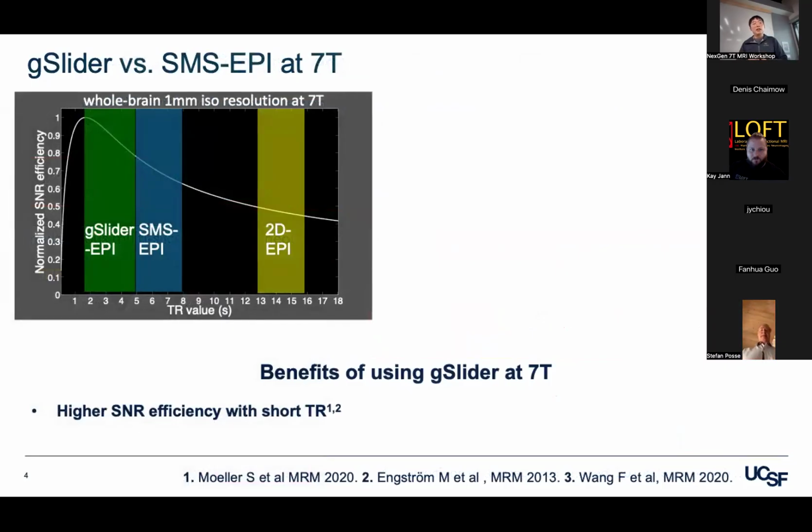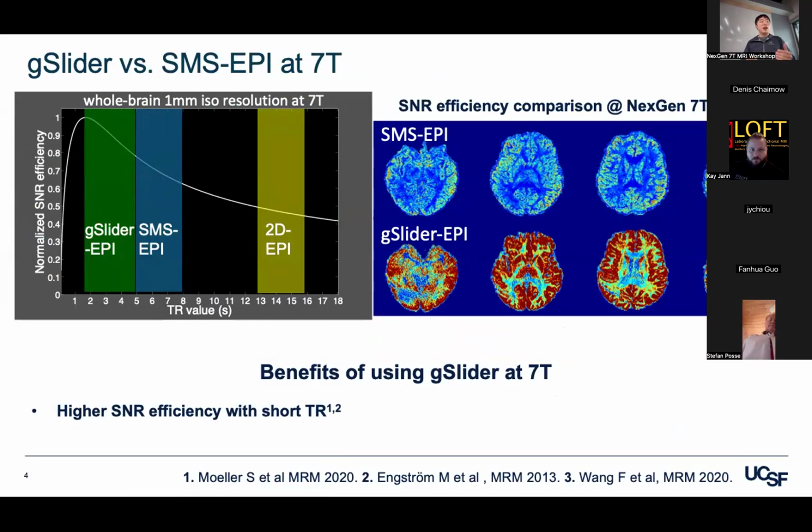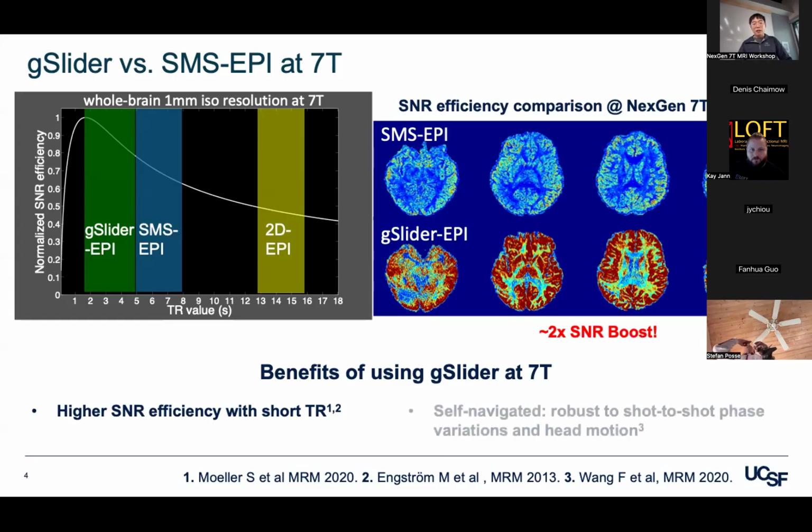These slides highlight the benefit of using gSlider at 7T. The main point is that compared with the conventional SMS EPI, gSlider is much more SNR efficient when using shorter TR. The image on the right clearly shows this, as we see about 2-fold SNR boost. Another nice feature is that gSlider is self-navigated. It's robust to shot-to-shot phase variation and head motions. This feature makes gSlider a very attractive approach for high-resolution diffusion imaging.